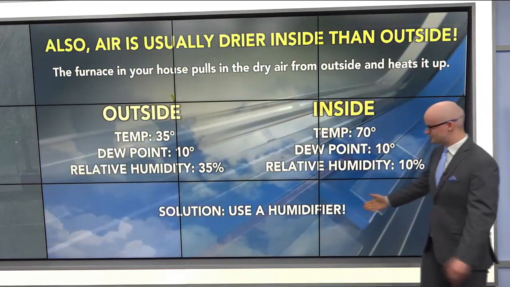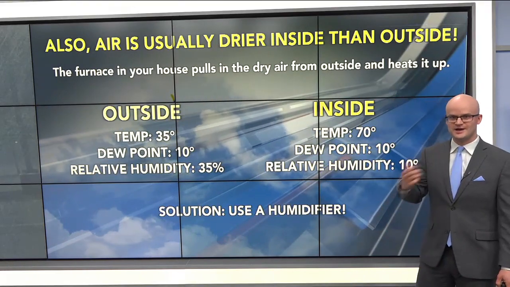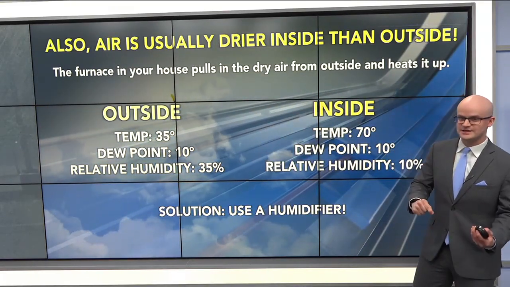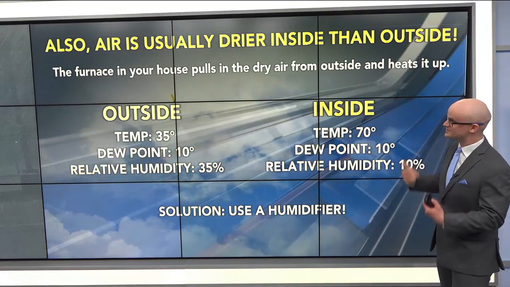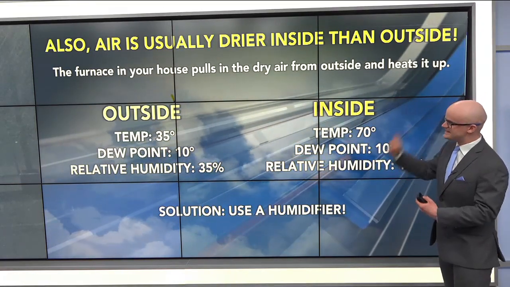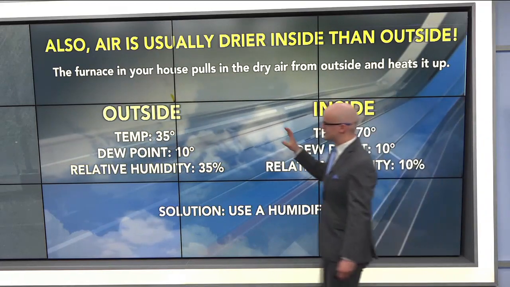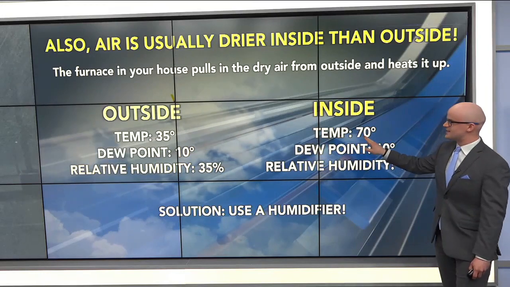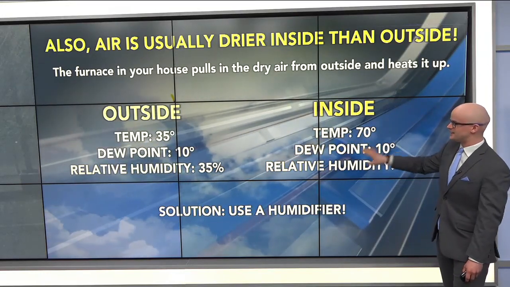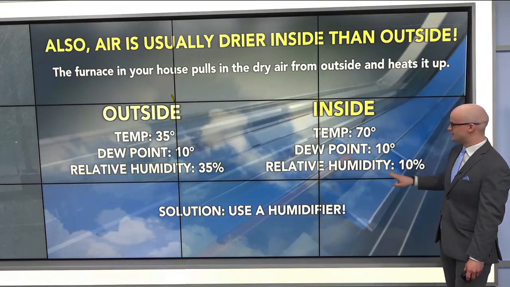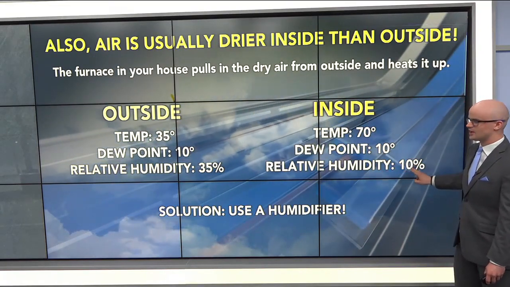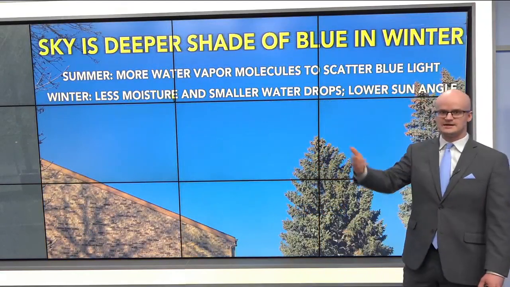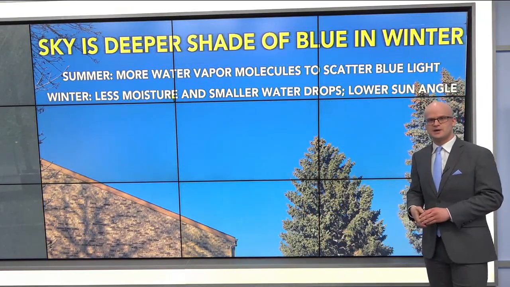So a solution would be to add a humidifier to your home if you have a lot of static shocks. Because the air is actually drier inside your home than outside, because the furnace in your house pulls in that dry air and heats it up. Let's say it's 35 degrees outside with a dew point of 10 degrees. We're heating that air up, but keeping the moisture, the dew point, the same, so that relative humidity percentage is going to be a lot lower. So the air is going to be even drier inside your house as that air is heated up with the furnace. So interesting impact there of the dry air.